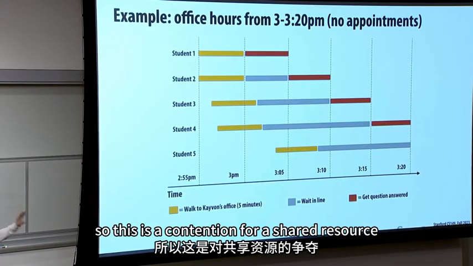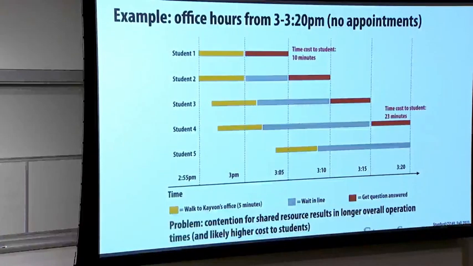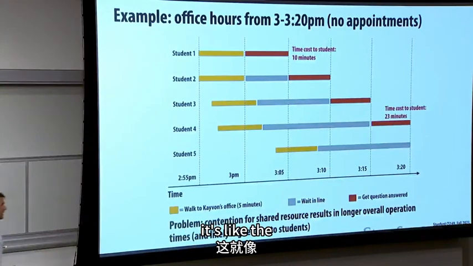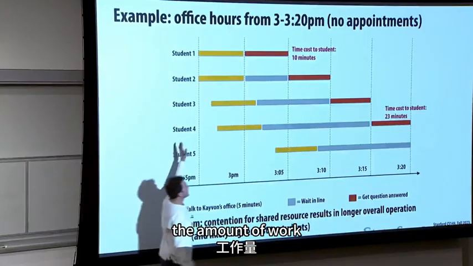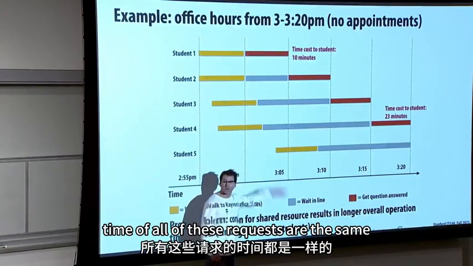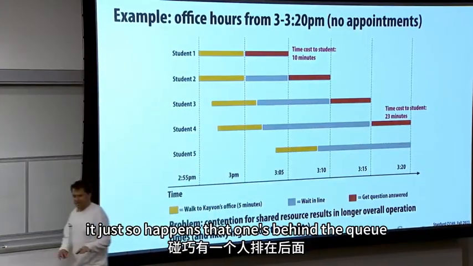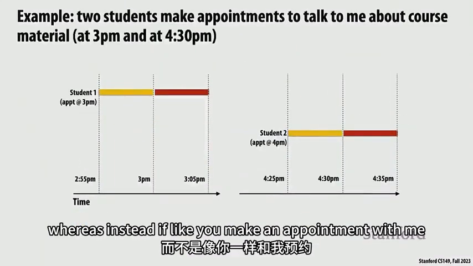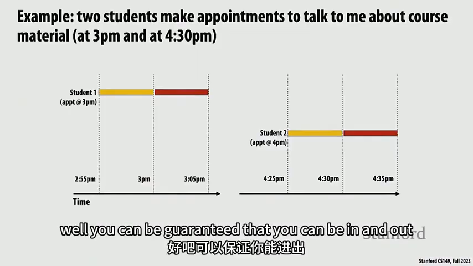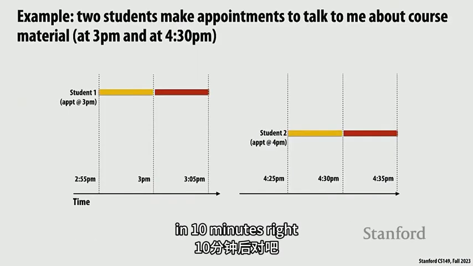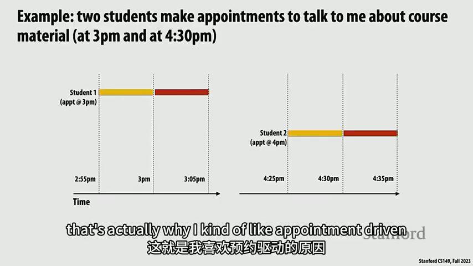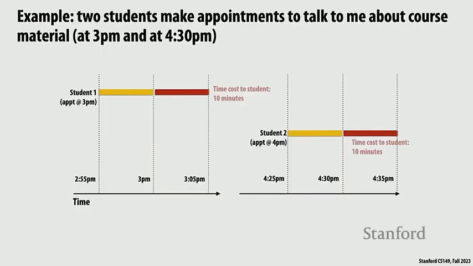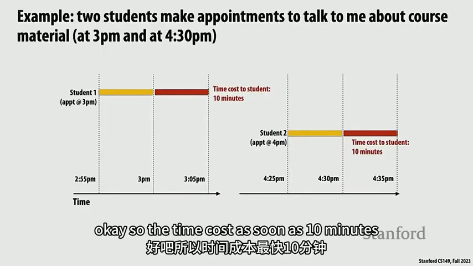So this is contention for a shared resource, and it's a little bit of a different concept than everything I've been talking about with bandwidth. The amount of work and the amount of travel time of all of these requests are the same. It just so happens that one's behind a queue. Whereas if you make an appointment with me, you can be guaranteed that you'll be in and out in 10 minutes. That's why I like appointment-driven office hours, because it's a lot more efficient for the students. So the time cost to the student is 10 minutes.